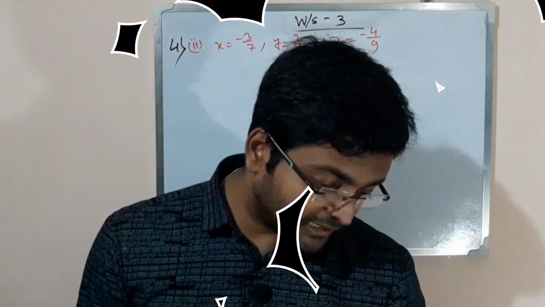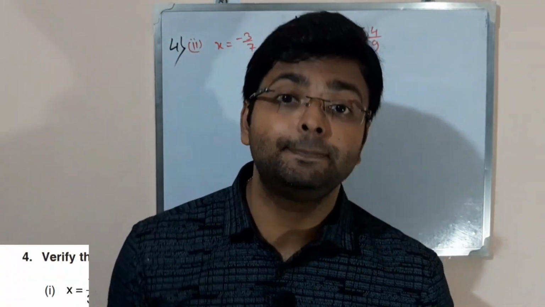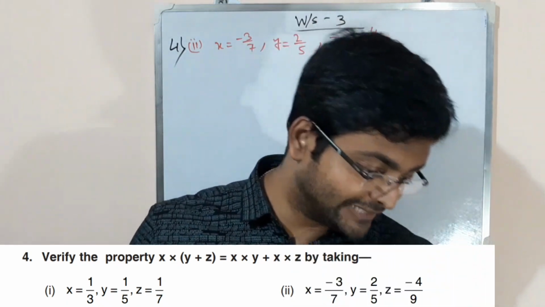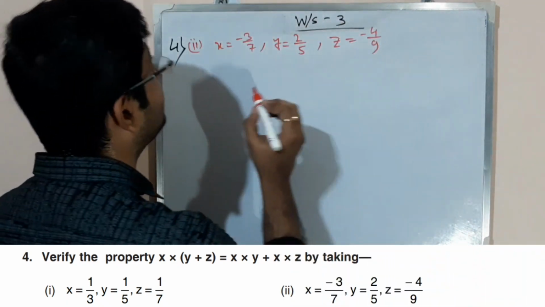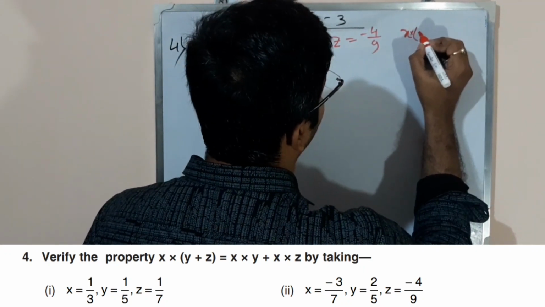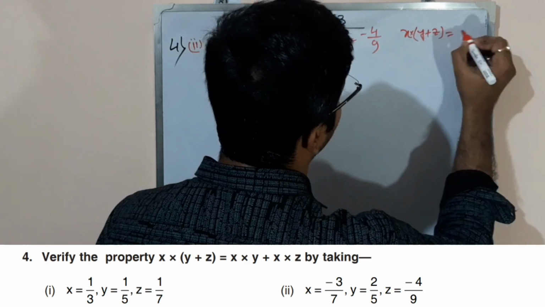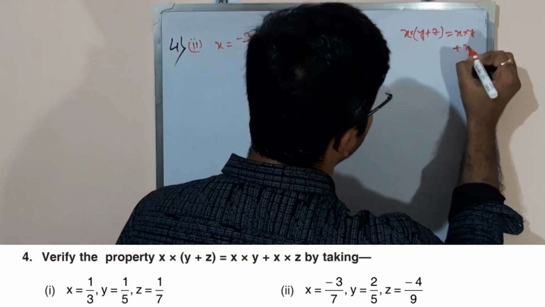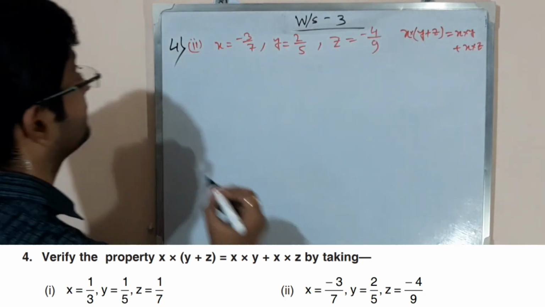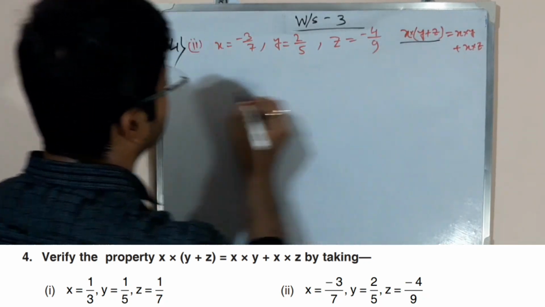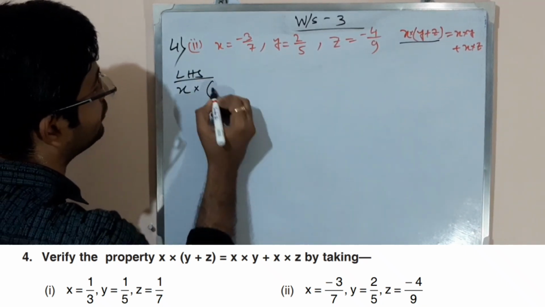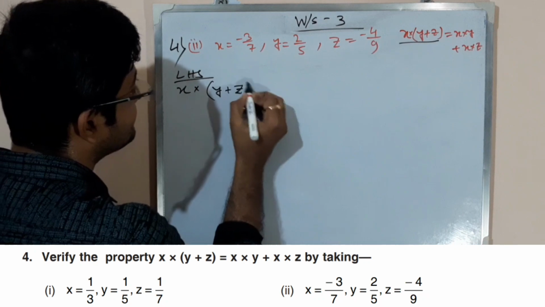Verify the property x into y plus z equals x into y plus x into z. That distributive property we have to verify. So the left hand side is this, so let's do it. LHS equals x into y plus z.